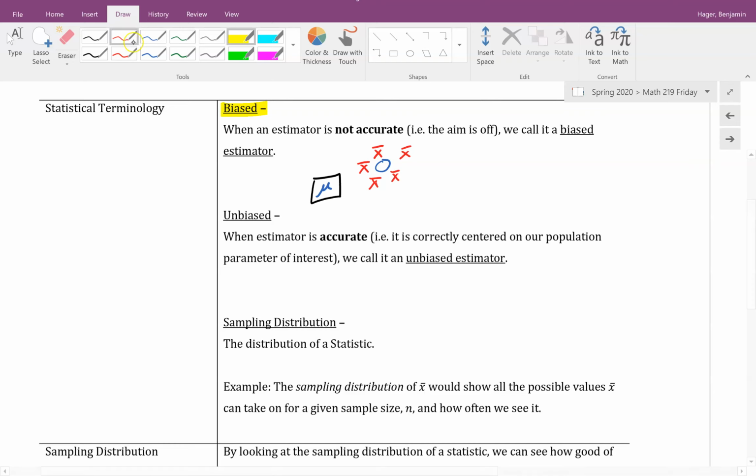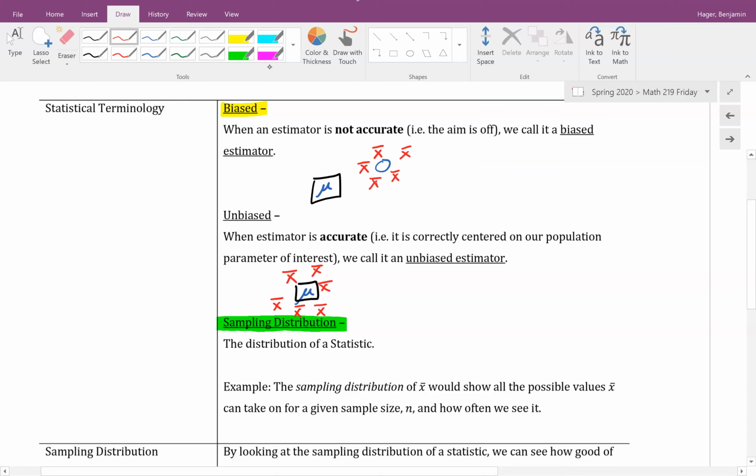An unbiased estimator is accurate. It's on target. So if I'm aiming for the population mean, whether or not, again, it's precise, I'm at least clearly aiming right at it. I've got it surrounded, and we're going to work on getting the thing to be precise.